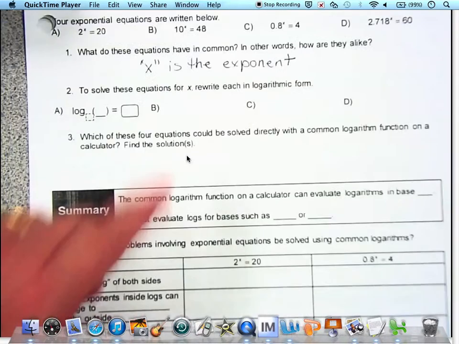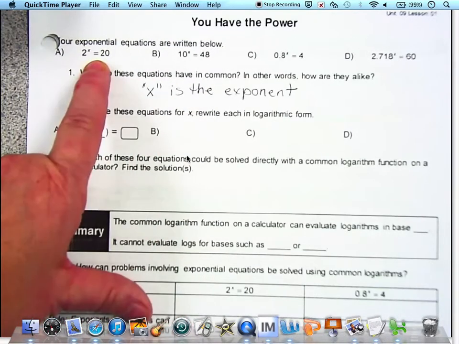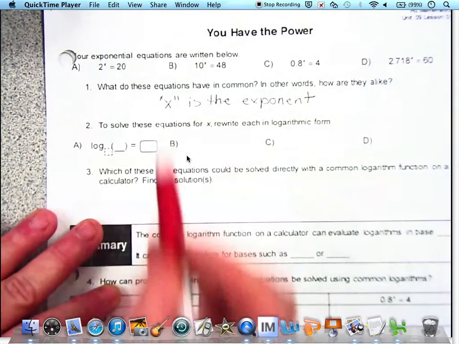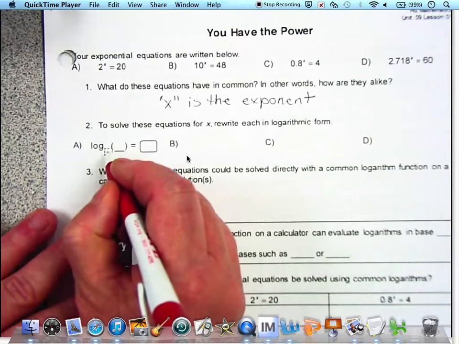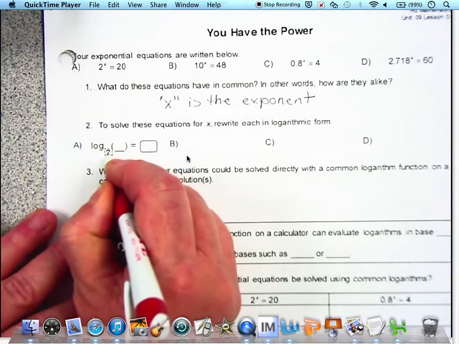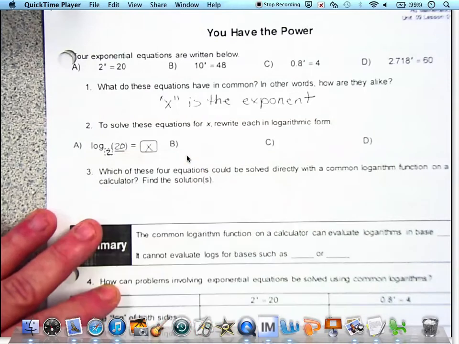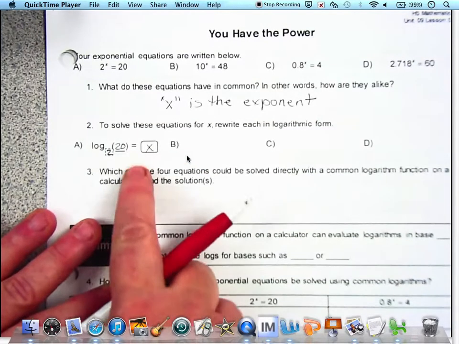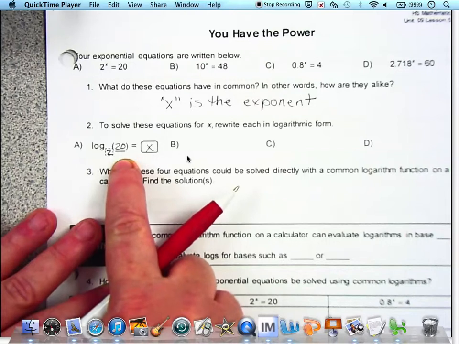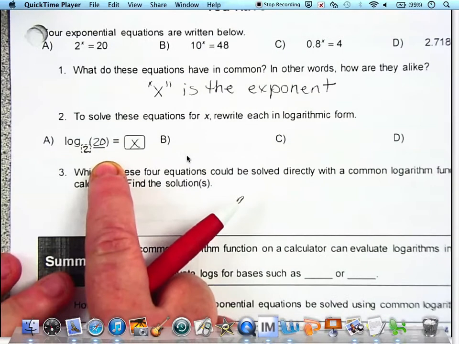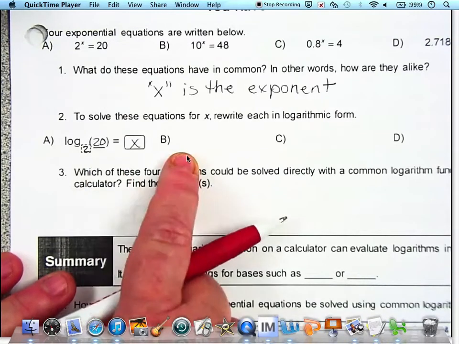To solve these equations for X, we rewrite them in log form. So how do you rewrite 2 to the X equals 20? Log base 2 of 20 equals X. Can we solve that one on the calculator? We can't set bases, can we? What base can we do on the calculator? 10, that's it.